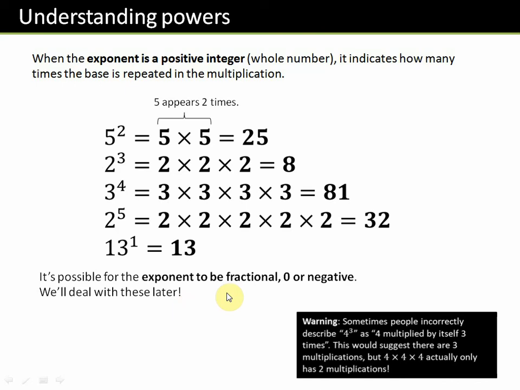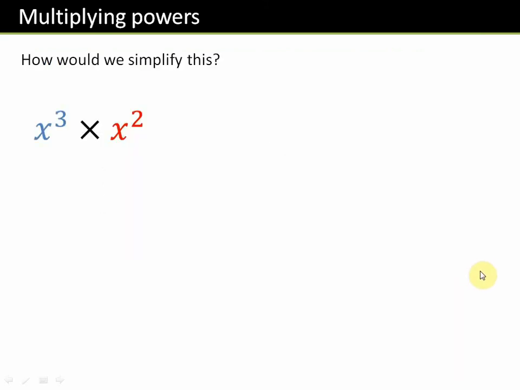So is it possible to have the exponent as a fraction, 0 or negative? Yes, it is possible to write the exponent as 0 or negative. In a further lecture we will also study these kinds of exponents, 0 or negative powers. So next, moving on, the first law of the multiplication of the indices.